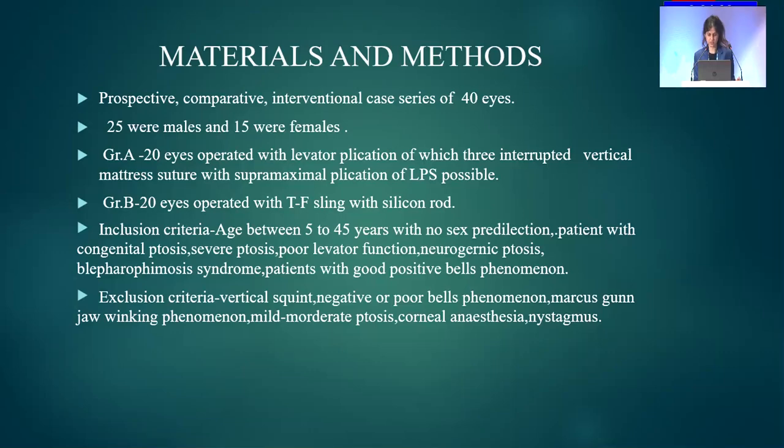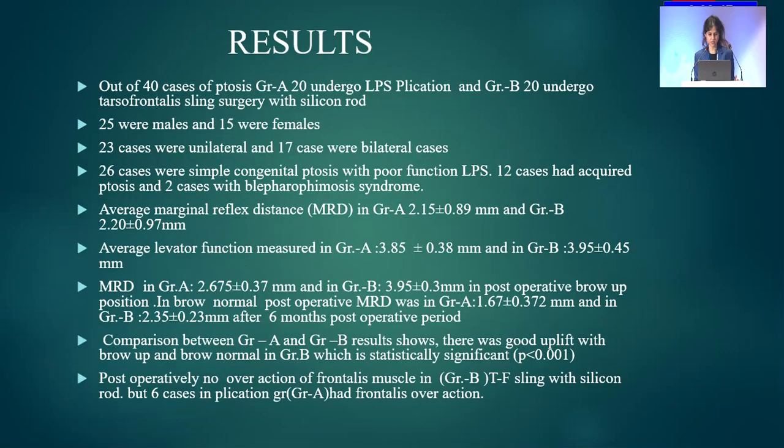We included patients of 5 to 45 years with no sex predilection, patients with congenital ptosis, severe ptosis, poor levator function, neurogenic ptosis, BPES syndrome, and patients with good positive Bell's phenomenon. We excluded patients with vertical squint, negative or poor Bell's phenomenon, Marcus Gunn jaw-winking phenomenon, mild to moderate ptosis, corneal anesthesia and nystagmus. Out of the 40 cases, Group A underwent levator plication and Group B underwent tarsofrontalis sling with silicon rod.